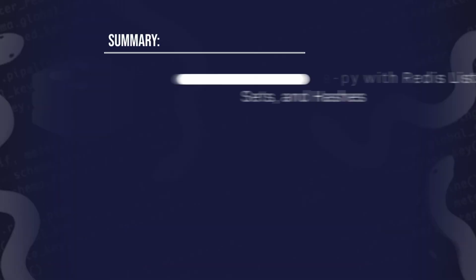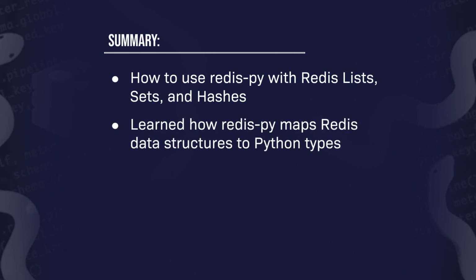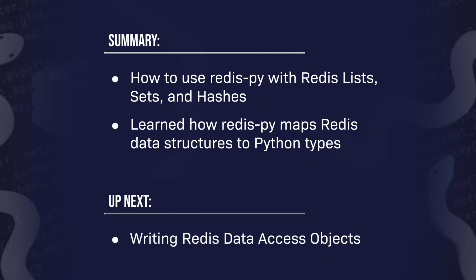So, in this unit, you saw how to use Redis Pi to access and manipulate Redis lists, sets, and hashes. You also saw how these data structures map to Python types. We'll see later in the course how to work with more advanced types such as sorted sets and geographic structures. But we now have enough knowledge to get going on our app, and in the next unit, we'll learn how to write data access objects to do just that.